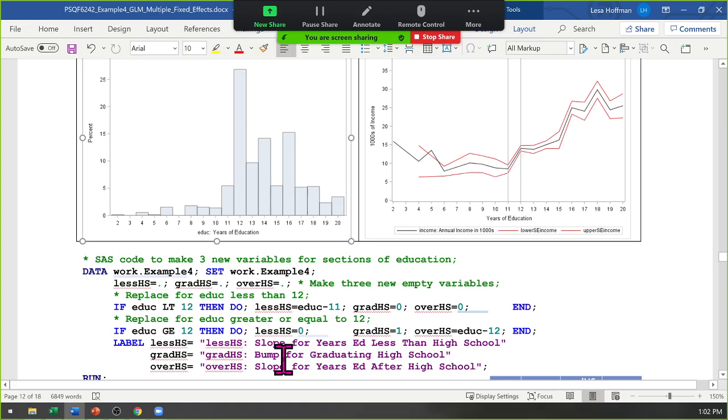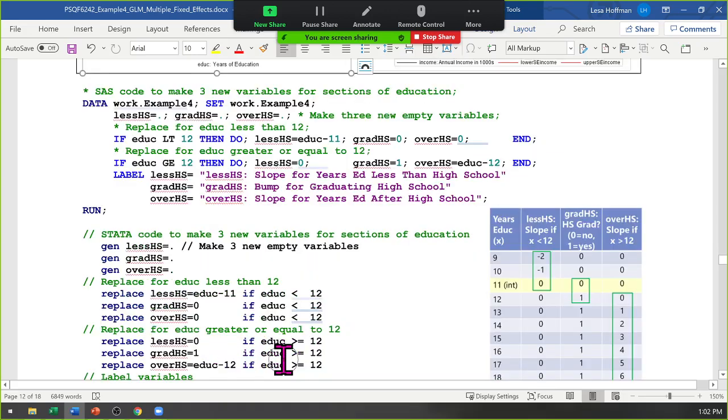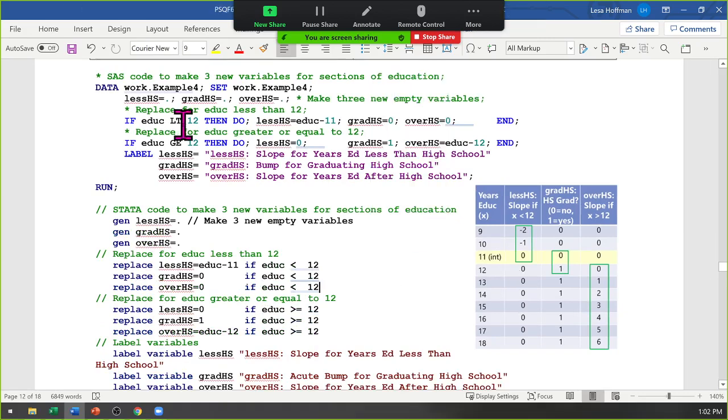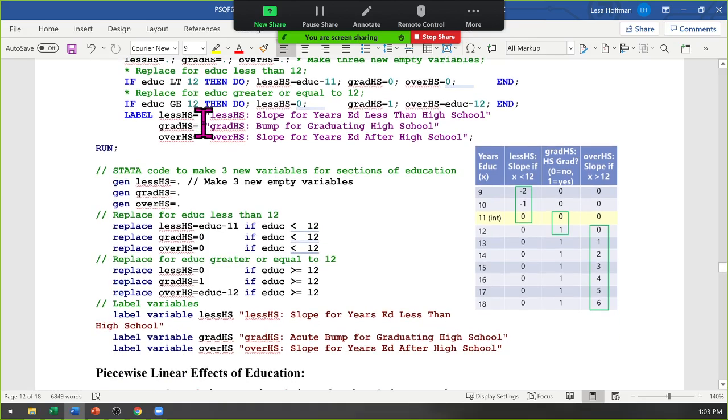And so I just updated this to paste in the table from the PowerPoint because I thought it would be helpful for us to understand the coding. Since I just did SAS in the previous example, I'll focus on Stata to start with here. So in this example, I'm building 3 slopes. So I want 3 new blank columns. That's what the dot means, it's blank.